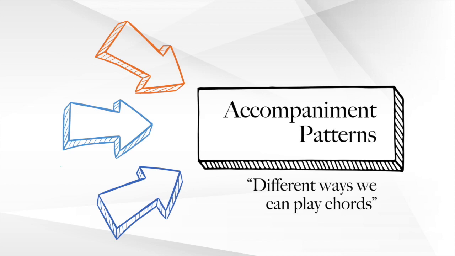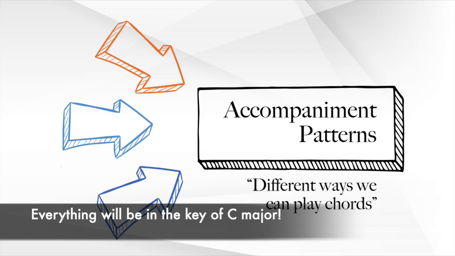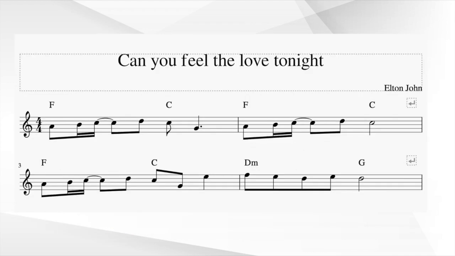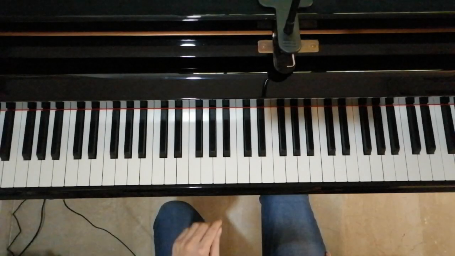For simplicity's sake, everything in this video will be in a key of C major, so we won't need to deal with black keys. Also, all examples in this video will use the song Can You Feel the Love Tonight by Sir Elton John, so we can compare how different accompaniment patterns sound with the same song. Here are the chords and melody that we'll be working with, but do note that we are using an easy version to simplify things. The original version has an additional D chord here, but let's make do without the D chord for now. The first accompaniment pattern we'll take a look at goes like this using the C major chord as an example.